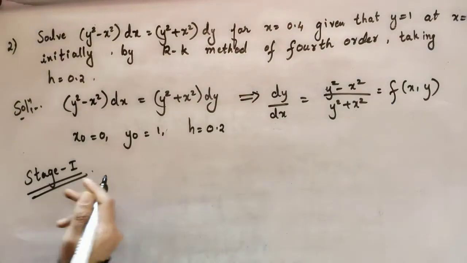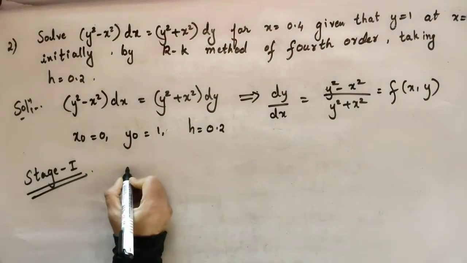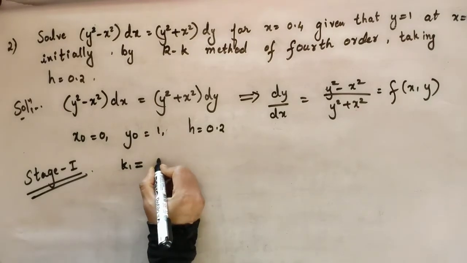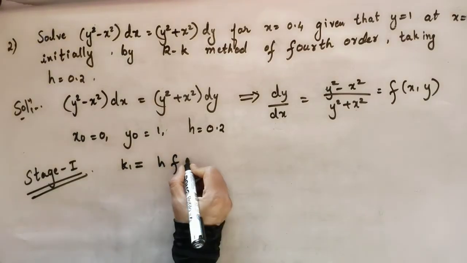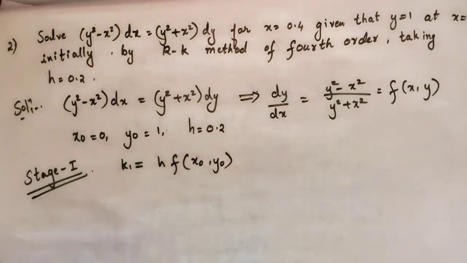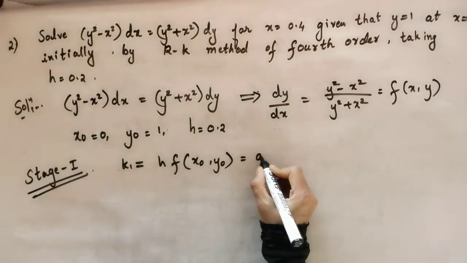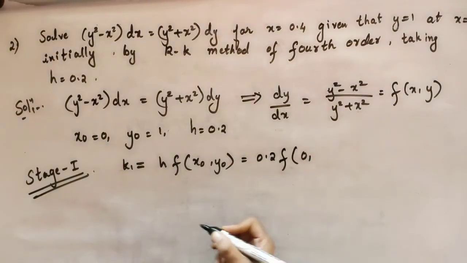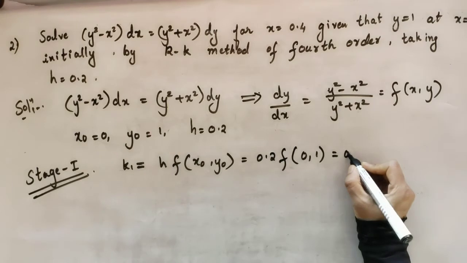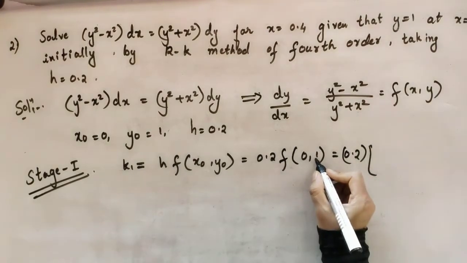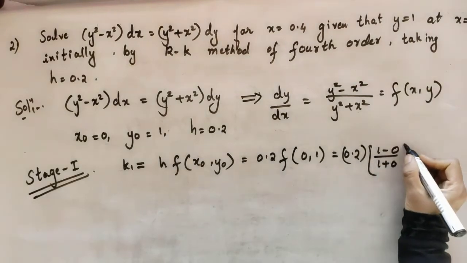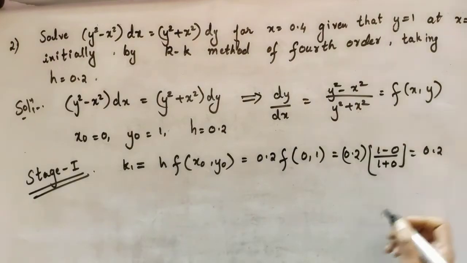Since it has been asked to take h is equal to 0.2, let us work out the k values for the first stage. Let us use the direct formula. k1 is equal to h times f of x naught, y naught. So h is 0.2, x naught is 0, y naught is 1. As per the definition of f of x, y, it is 0.2 times, y square, 1 square minus 0 square is 1, over 1 square plus 0 is 1 again. So it will be just 0.2.